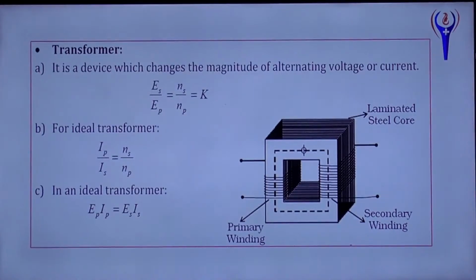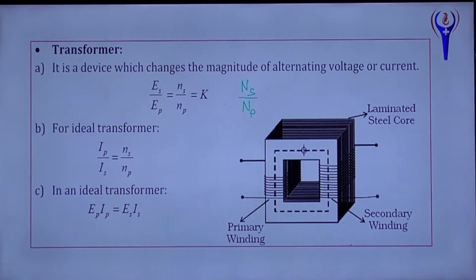Transformer. A transformer is a device which changes the magnitude of alternating voltage or current. Here ES is the EMF in the secondary, EP is the EMF in the primary, NS is the number of turns in secondary, NP is the number of turns in primary, and the ratio is equal to a constant K. For an ideal transformer, IP by IS equal to NS by NP. Sometimes capital N is also used.